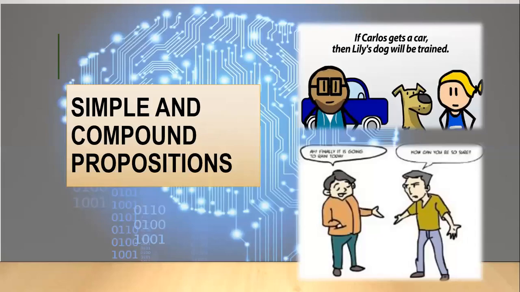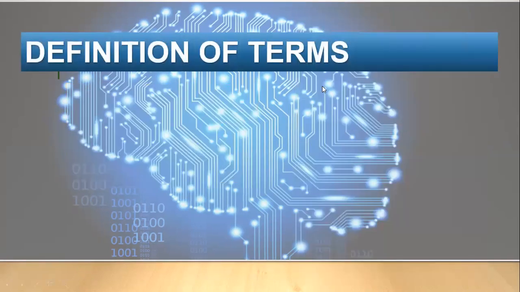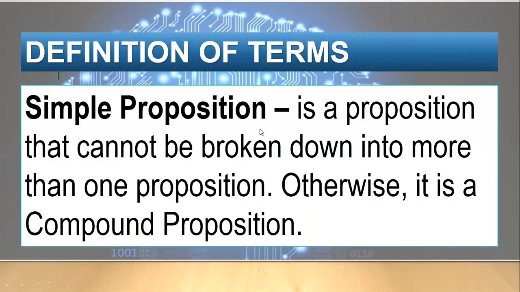Now that we have learned about propositions, let's look at simple and compound propositions. So what are their differences? For the definition of terms, we can say that a proposition is simple if it cannot be broken down into more than one proposition. Otherwise, it is a compound proposition.